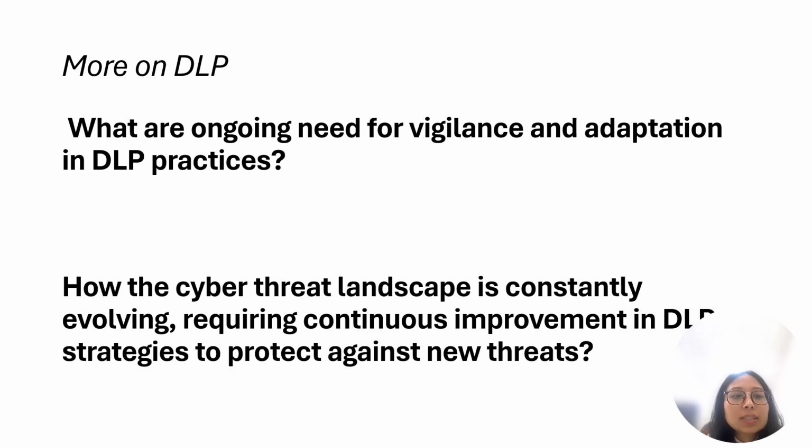Coming to the conclusion on DLP. In conclusion, implementing robust DLP frameworks like the Essential 8 is essential for protecting sensitive information, particularly in sectors where data security is critical. As the cyber threat landscape evolves, organizations must continuously adapt their DLP strategies to stay ahead of new threats. By doing so, they can better protect against data breaches and other cybersecurity risks.